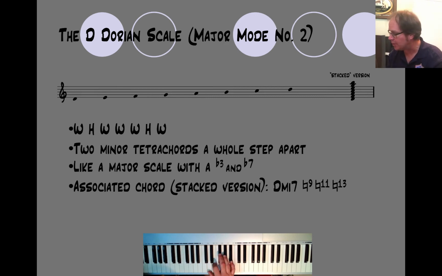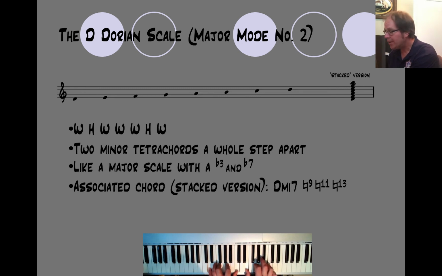If I played a D major scale, and I flatted this 7 and I flatted this 3, I would get that Dorian scale, right? And once again, here's our associated chord. D minor 7th, that's the basic chord, right? So a minor 7th chord is one that has a minor 3rd, perfect 5th, and a minor 7th in it. And then we go up the extensions here. Natural 9, natural 11, natural 13.